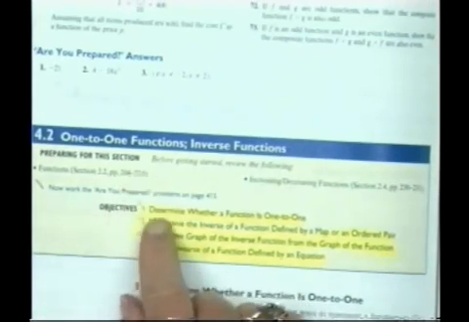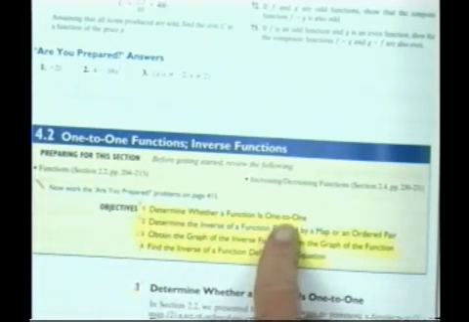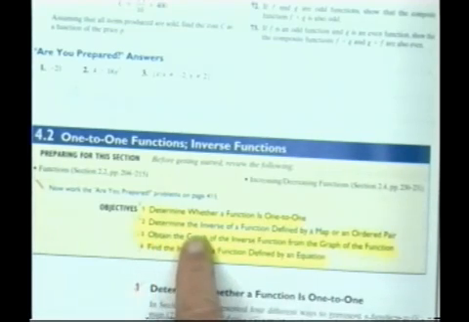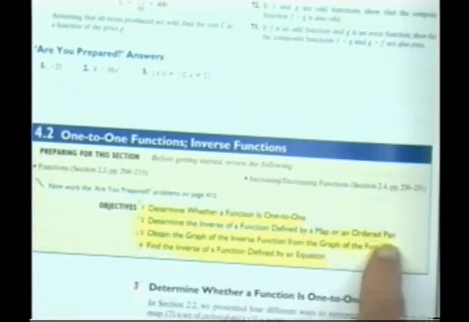All right, so one thing we're going to have to know is whether a function is called one-to-one. Is a function one-to-one? Then we want to determine the inverse of a function defined by, and we'll just go by an ordered pair.